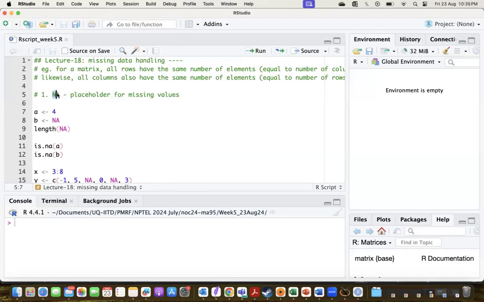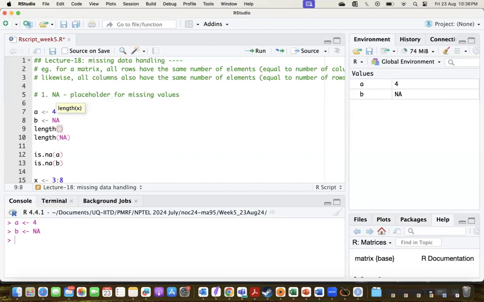NA, in caps lock, is what is used as a placeholder for missing values. Just like normal, we can define a single value to contain either a number or a missing value. For example, if I define A as 4 and B as NA, you can see on the right that it looks pretty normal.